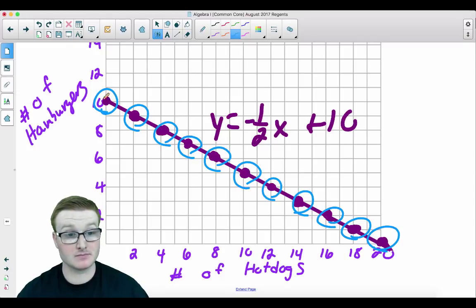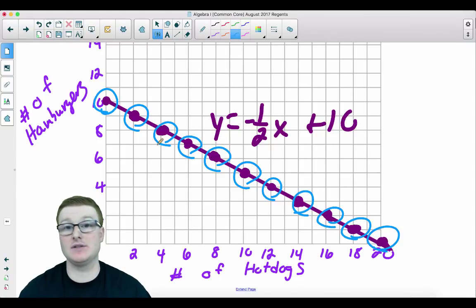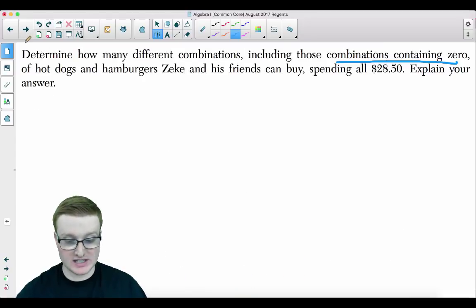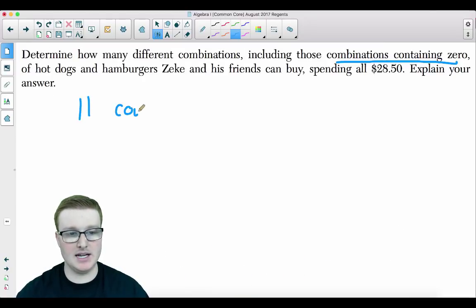And as you can see, this dot up here has all hamburgers, no hot dogs. This combination down here has all hot dogs, no hamburgers. So either you could get 10 hamburgers with no hot dogs, or you could get 20 hot dogs with no hamburgers, or you could get any of this combination in between. So to explain it, you're going to say 11 combinations.